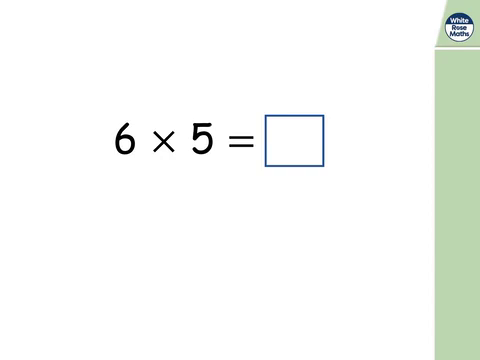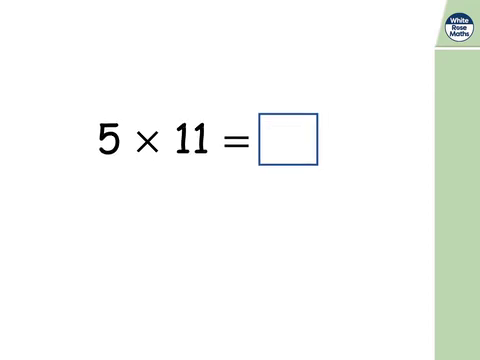What about this one? Did you count 6 fives? 5, 10, 15, 20, 25, 30. What about this one? Maybe you counted in fives, or maybe you know that 5 times 10 is 50, and then another 5 would be 55.